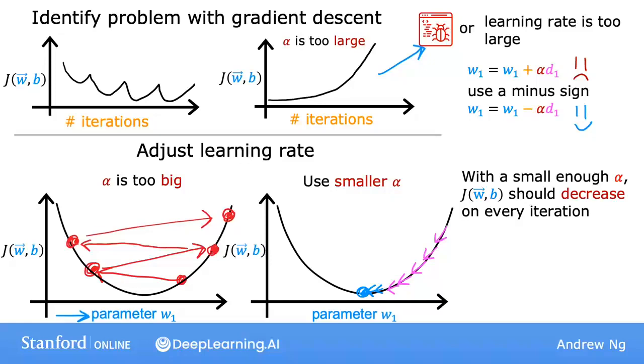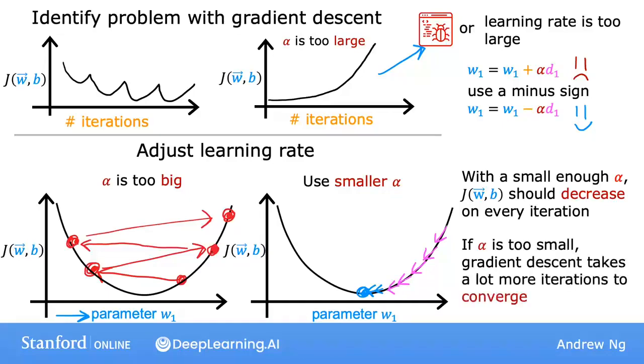If, even with alpha set to a very small number, J doesn't decrease on every single iteration, but instead sometimes increases, then that usually means there's a bug somewhere in the code. Note that setting alpha to be really, really small is meant here as a debugging step, and a very small value of alpha is not going to be the most efficient choice for actually training your learning algorithm. One important trade-off is that if your learning rate is too small, then gradient descent can take a lot of iterations to converge.